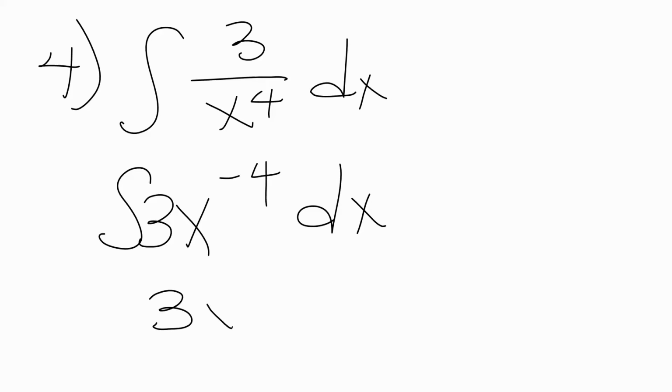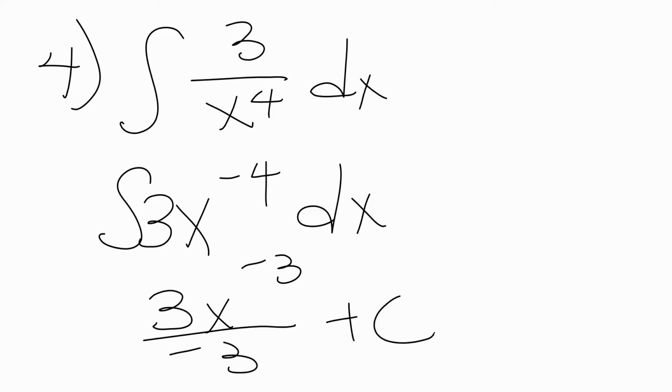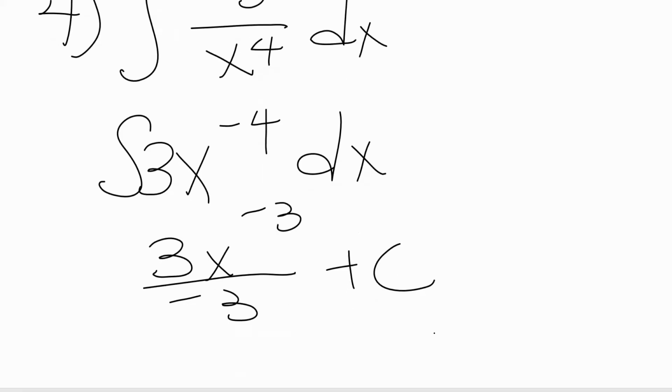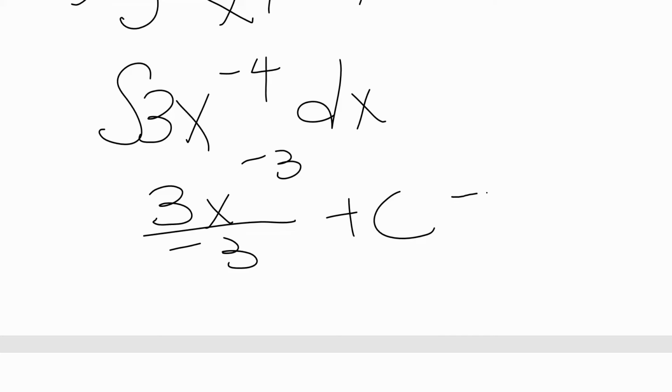So leave my 3x, add 1 to the exponent, negative 4 plus 1 is negative 3, over negative 3, don't forget your plus c. But remember, we cannot leave negative exponents in it, so we have to reduce this. 3 over 3 is going to give me negative 1. X to the negative 3 is going to be over x cubed. Don't forget your plus c. So that's the answer I'm going to be looking for. Let's do one more, and then we'll move on to some trig.